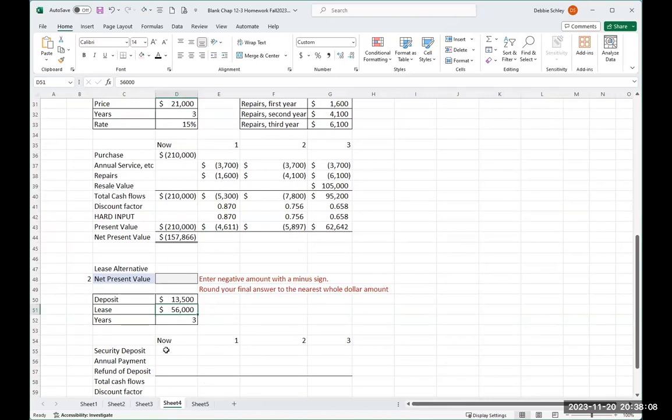Okay, so right now I have to do the security deposit. So it's negative 13,500.